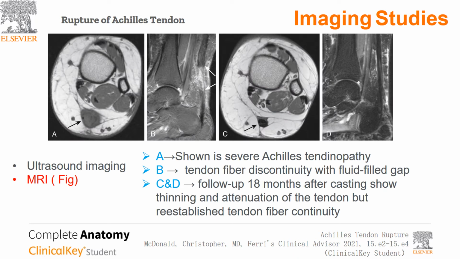After MRI imaging, A. Shown is severe Achilles tendinopathy. B. Tendon fiber discontinuity with a fluid-filled gap. C and D. Follow-up 18 months after casting show thinning and attenuation of the tendon, but re-established tendon fiber continuity.